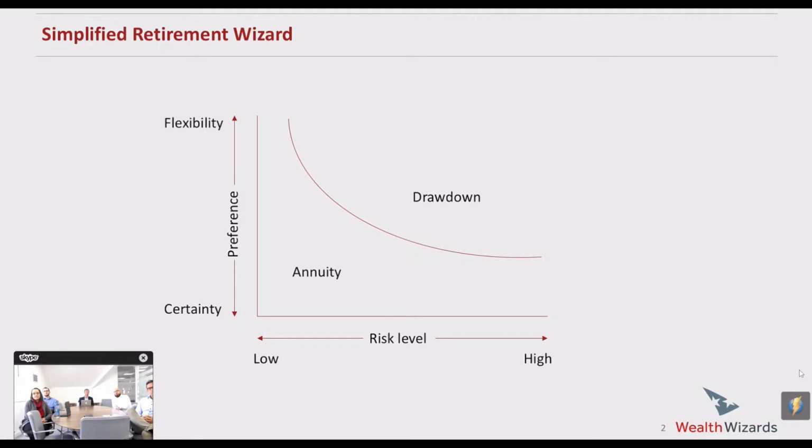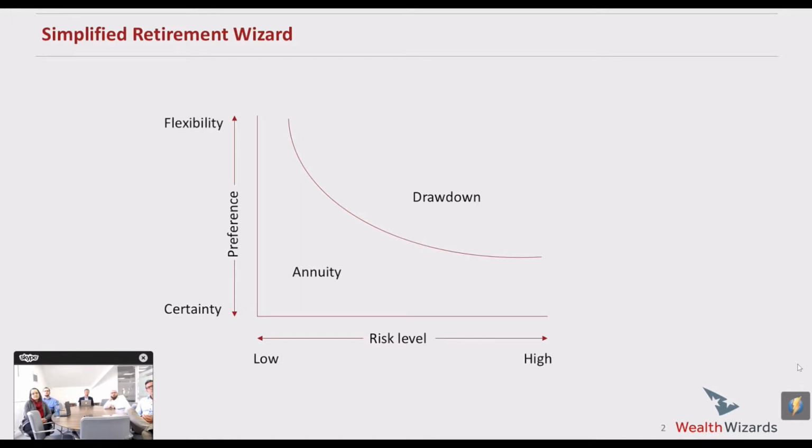To represent it here, if you've got a preference for certainty, you always get annuity no matter what your risk level. If you've got a low risk level, you always get annuity no matter what your preference is. So I thought it should be possible to get a machine to learn to categorise somebody into annuity or drawdown, above the line and below the line.